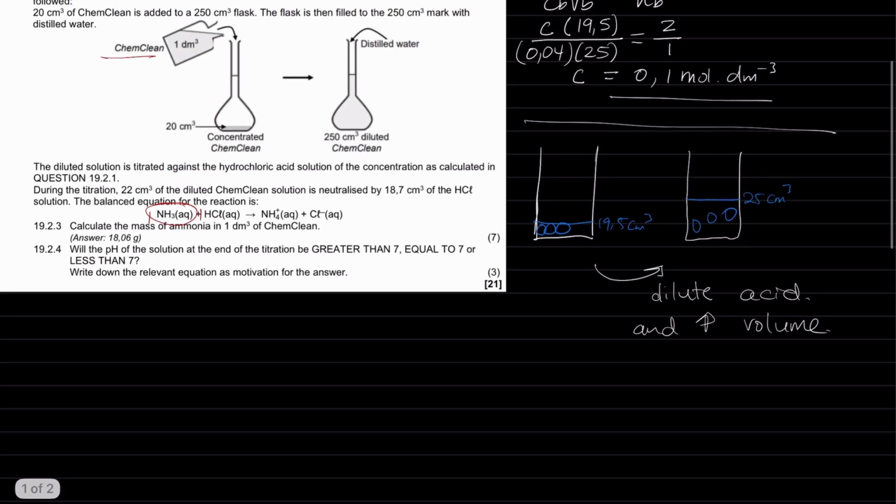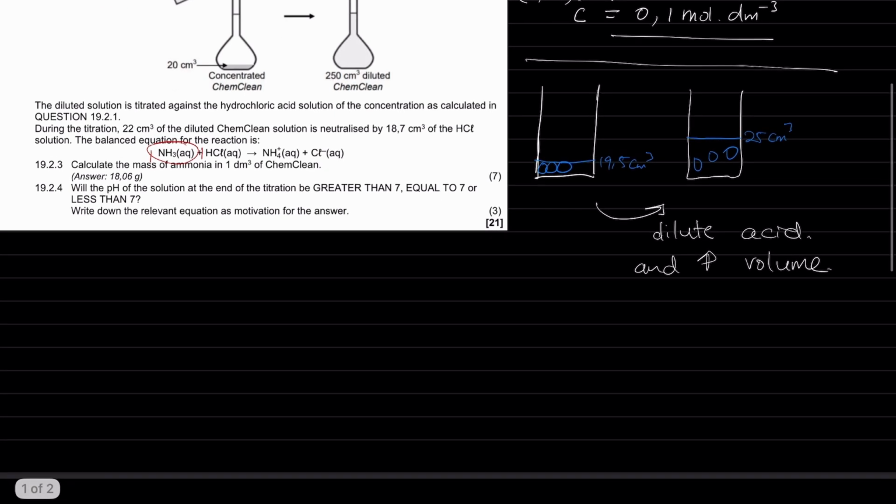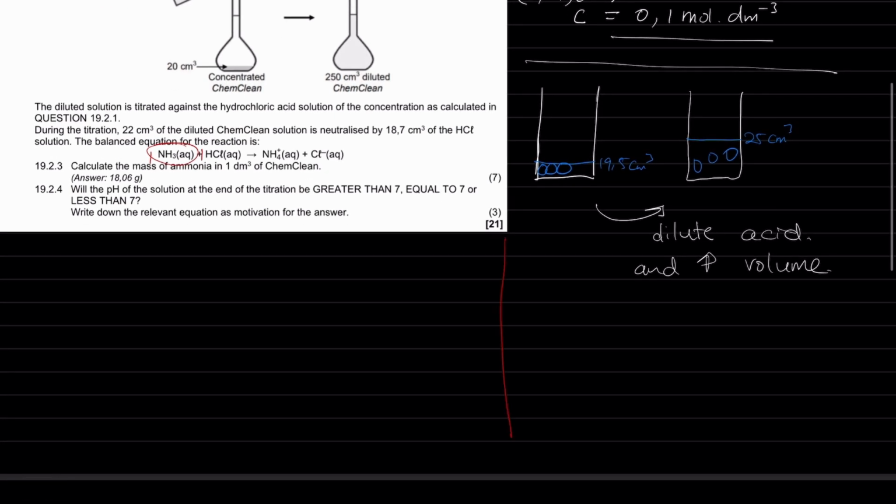Now let's take a look at the last question. 19.2.4. Will the pH of the solution at the end of the titration be greater than 7, equal to 7, or less than 7? And then use or write down the relevant equation to motivate the answer. So to answer this, it's testing to see if we understand how hydrolysis works. Now, there is obviously an easy way to solve this, and the easy way is just to remember the types of reactions that we get.